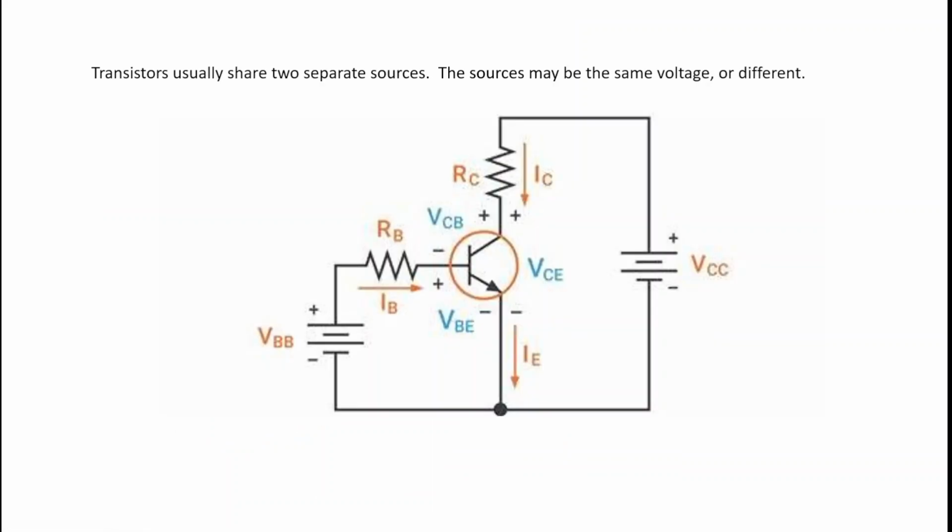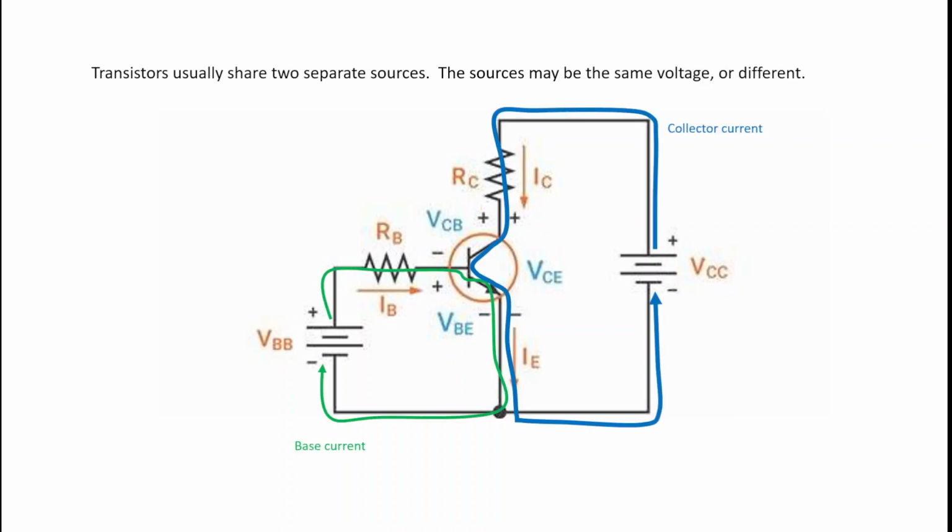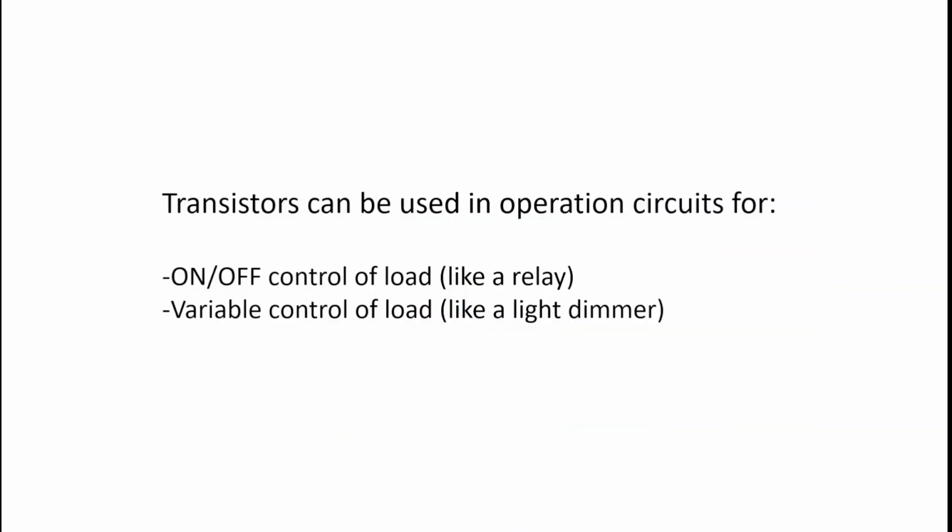Transistors usually share two separate sources. The sources may be the same voltage or different. We can see here the base current and the collector current in two different areas. Now the base current controls the current flowing from C to E. So let's see what it looks like in an operational circuit.